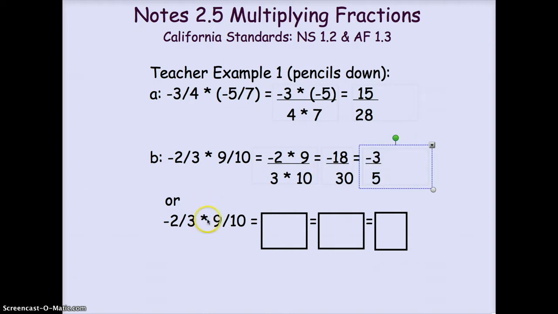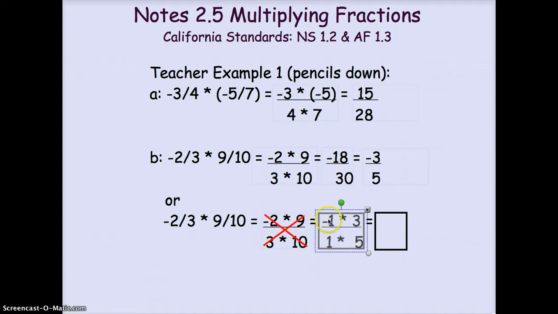The other option that you have is to cross cancel. 9 and 3 cancel out and become 3 and 1. Negative 2 and 10 cancel out and become negative 1 and 5. Now, negative 1 times 3 is negative 3, 1 times 5 is 5. Again, you got the same answer, so it doesn't matter which way you prefer.